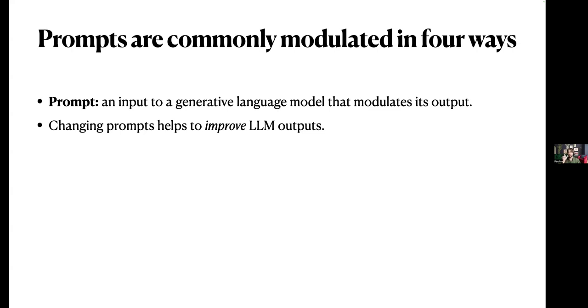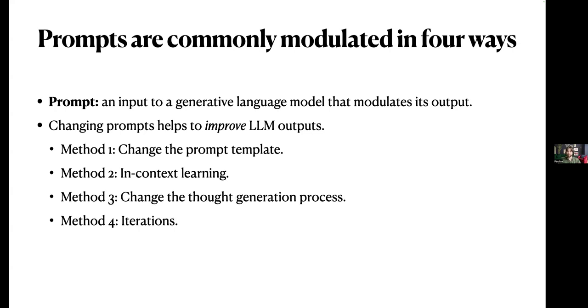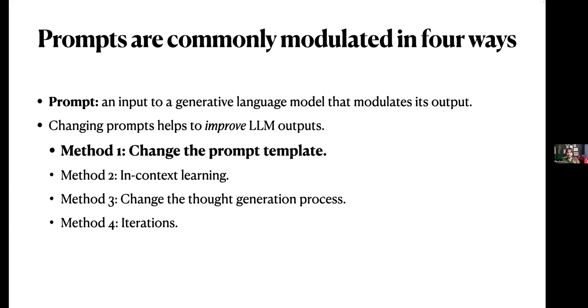The idea is that if you change the input in certain ways, you can improve or change the output. There are 4 primary mechanisms people are currently using to swap the input to get better outputs. 1 is changing the prompt template. 2 is in-context learning. 3 is changing the thought generation process. And 4 is doing more different iterations. Let's go through all 4 of these just to get a sense of where everyone stands.